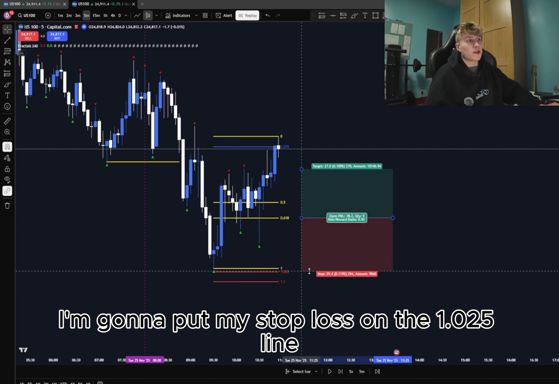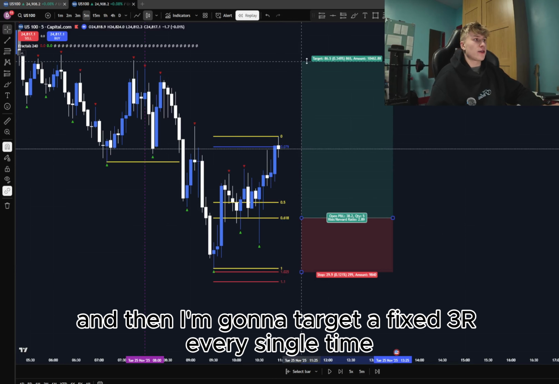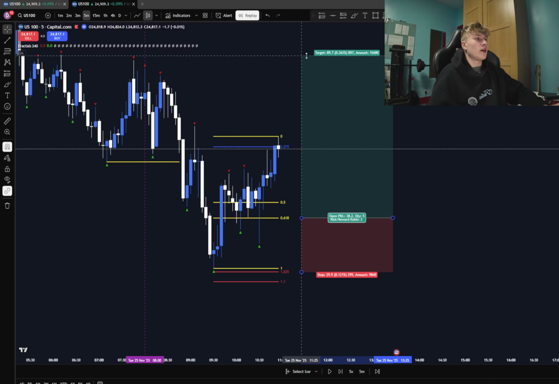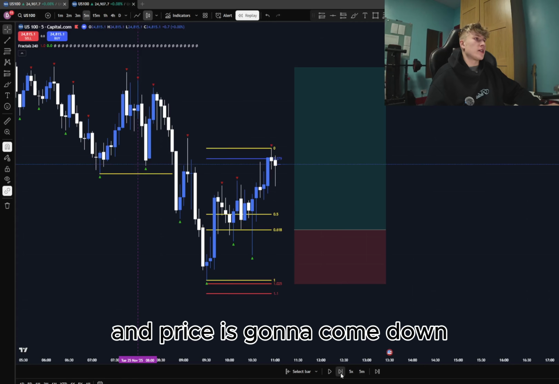I'm going to put my stop loss on the 1.025 line right here, and then I'm going to target a fixed 3R every single time, right there. And now I'm going to wait. And price is going to come down.